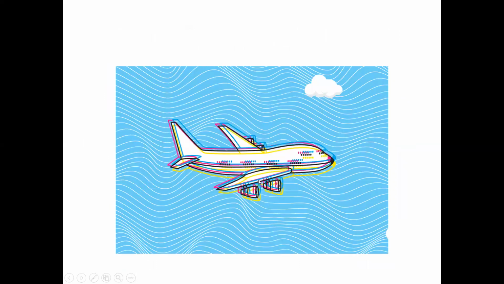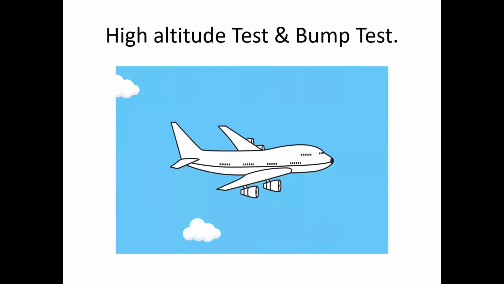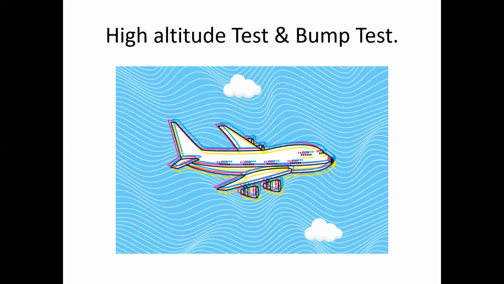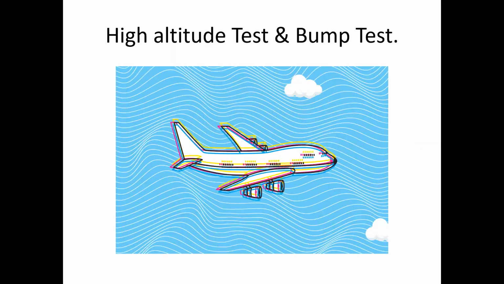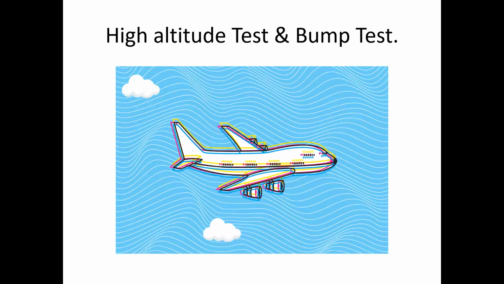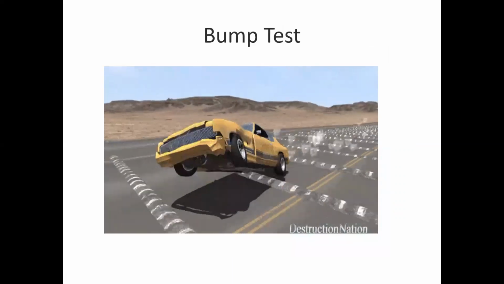Next one is the high altitude test and bump test. This aeroplane flies at a height of 7,000 feet, and by that the altitude test is done. Actually it is simulated in the laboratory, but this picture shows the high altitude. At the same time, when it passes through a cloud, this aeroplane gets bumped, and that is known as bump testing.